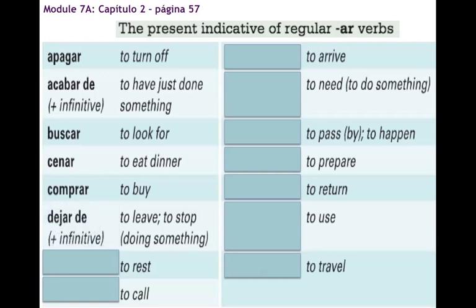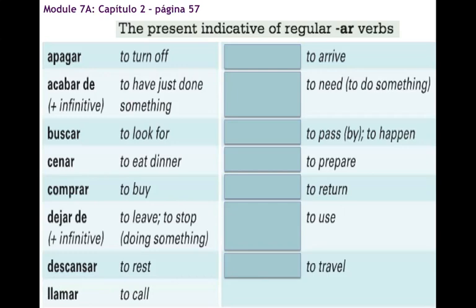To leave or to stop doing something, used once again with the tag-along infinitive afterwards. Dejar de. To rest. Descansar. To call. Llamar. And notice this is not to call oneself. Me llamo, te llama, se llama. That's reflexive action going back on the person. This is to call outward, someone else, something else, the dog.